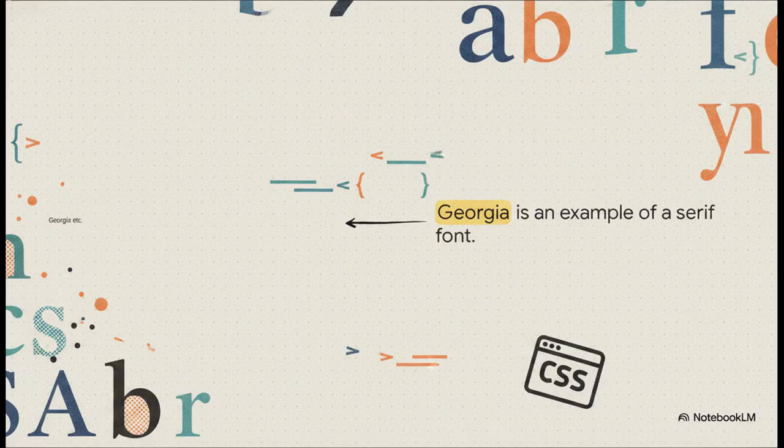Once you know your generic family, then you can specify the exact font face. Take Georgia, for example. It is a perfect absolute classic of a specific font family that falls right under that serif category. You tell the user's browser you want Georgia, and the great thing is, if it somehow can't find it, it'll gracefully fall back to a generic serif font instead.